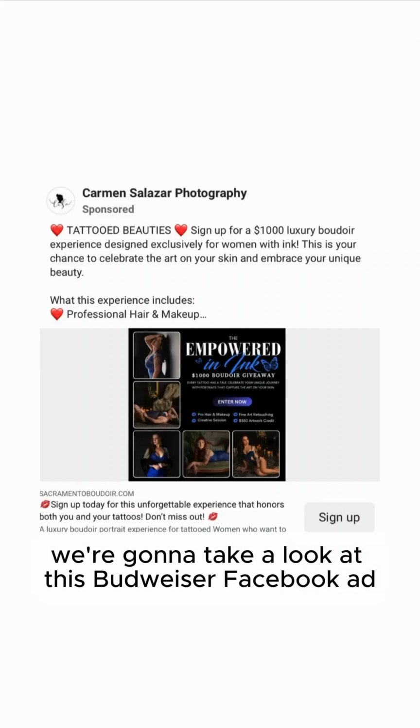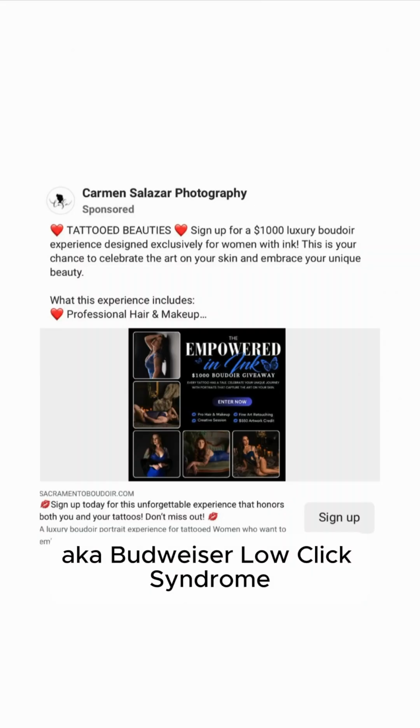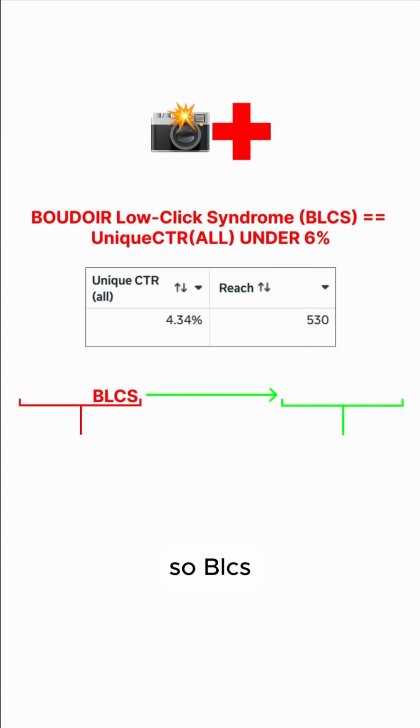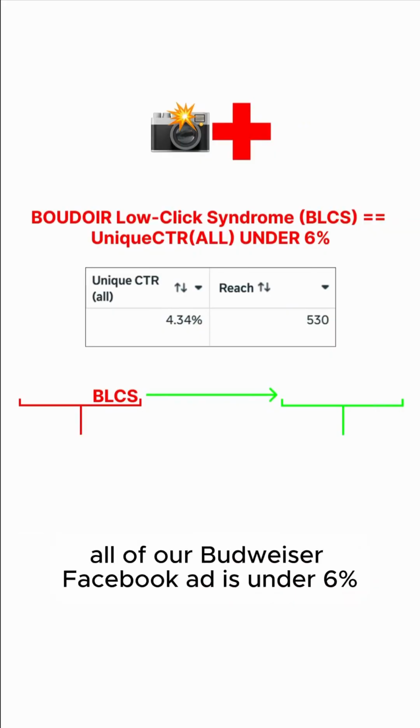All right, y'all, we're going to take a look at this Boudoir Facebook ad and diagnose it, to see if we believe it has BLCS, aka Boudoir low click syndrome. BLCS, also called Boudoir low click syndrome, is when the unique CTR all of our Boudoir Facebook ad is under 6%.